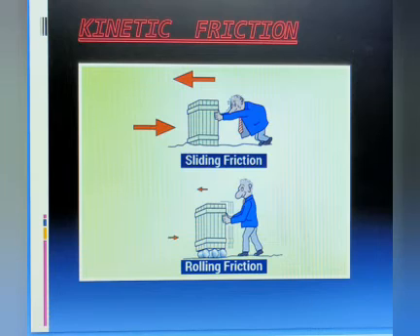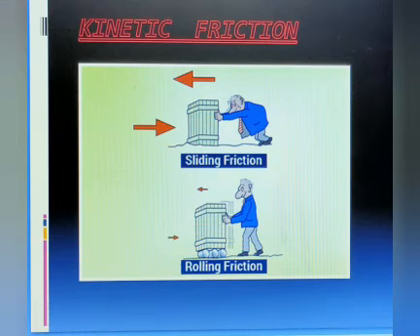When we slide an object on a surface, the friction produced between the object and the surface is called sliding friction. Sliding friction increases with the weight of the moving object. It is difficult to slide a heavy object.